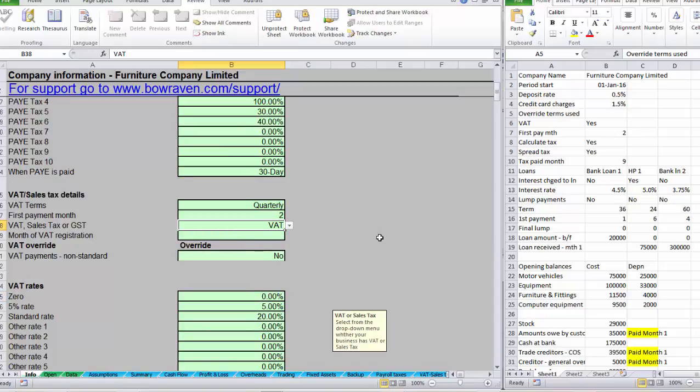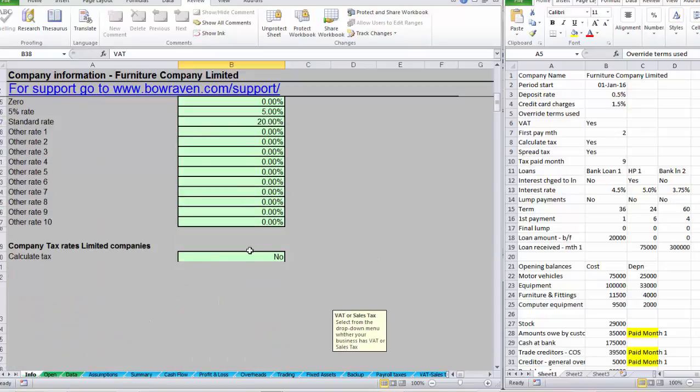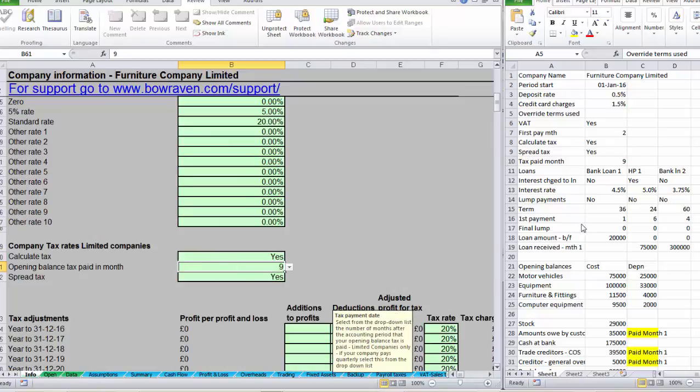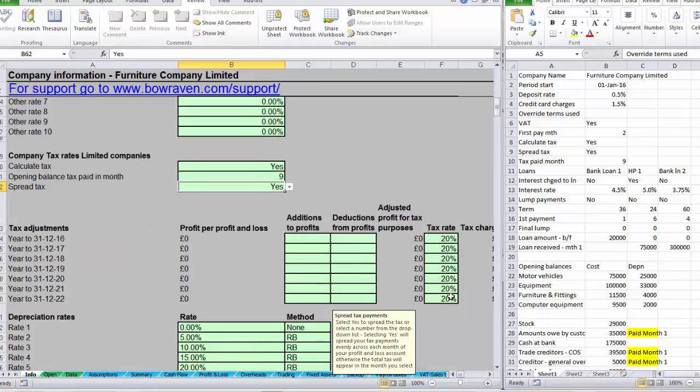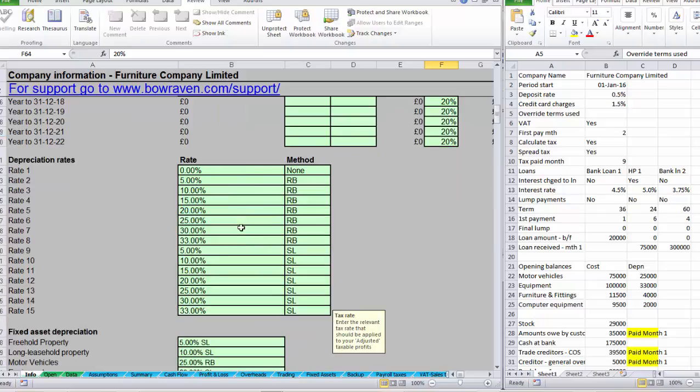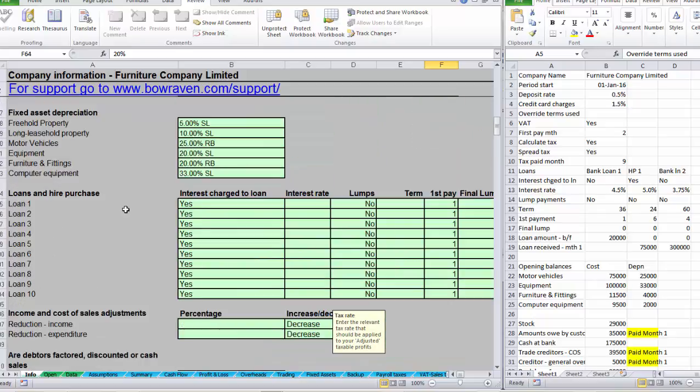It's called VAT, and moving on down, I'm going to ask the system to calculate my corporation tax, and it's paid. The first payment is paid in month 9, and I'm going to spread the tax. So basically what that means is within the profit and loss account, whatever the total tax is, it will spread it month by month. I'm not going to go into any of this detail here, but it's set up automatically to be a 20% tax rate, and you can do all sorts of extra calculations. I'm going to leave that for now. You've got your depreciation rates, and then also you've got your loans.